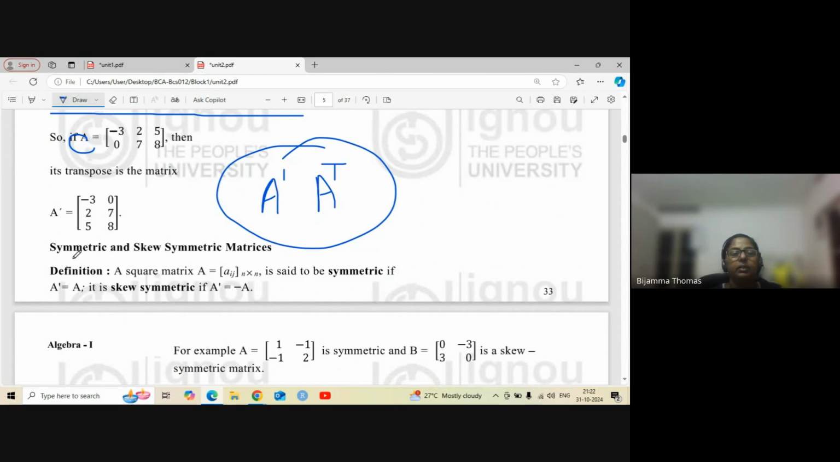Now come to the symmetric and skew symmetric matrices. This is a property of a square matrix. A square matrix A is said to be symmetric if its transpose is equal to the matrix itself. And when the transpose of the matrix is minus of the matrix A, then it is called skew symmetric.